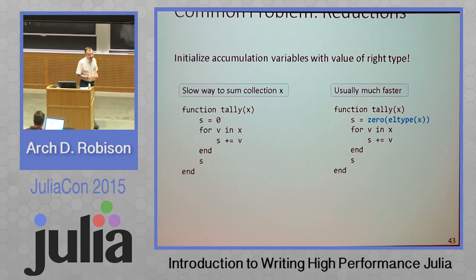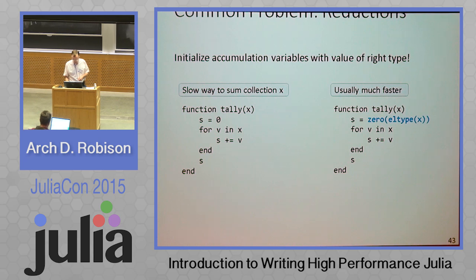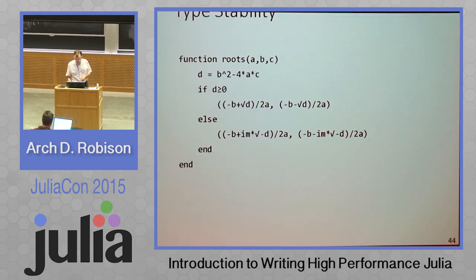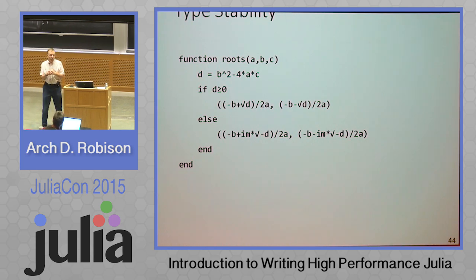So a way to fix that is you initialize the accumulator variable with a zero of the same type as the type you really want to use for the accumulator. So in this case, it's the element type of the array. So as I said, the damage is not only within the routine, it can poison its callers as far as type inference.